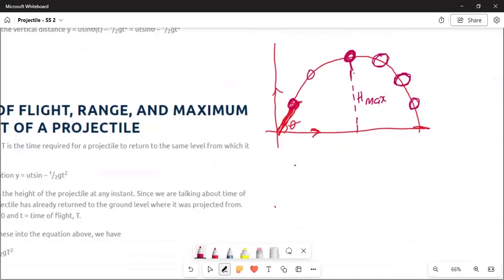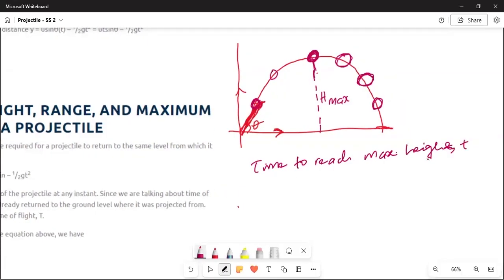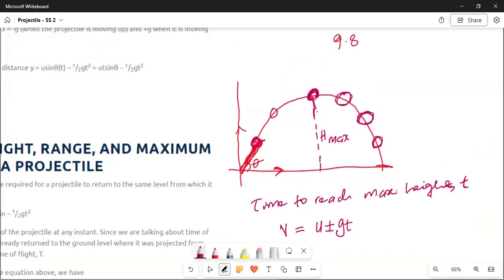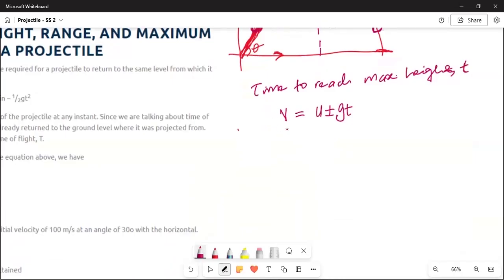Okay, so time to reach maximum height, which is represented with small letter t. We said earlier that the velocity of this object at any instant of time as it is going up is given by v equal to u plus or minus gt. So in this case, we are talking about the time to reach maximum height. Once the object is at maximum height, the final velocity v is zero, which we learned from our previous class.